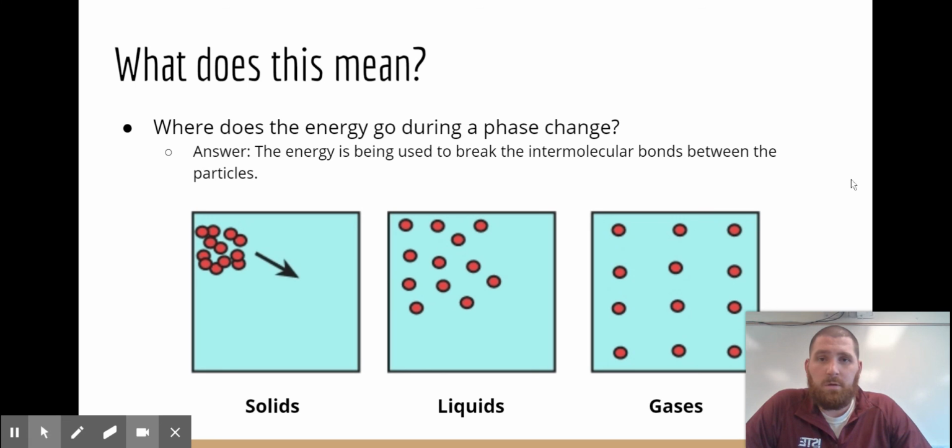Guys, at this time, once you've finished filling out your notes, I'm going to have you go ahead and open up the heating curve lab and you can begin your data collection process. Be sure to start with the video in there so that you can understand where you're going to get your data from and how to set up your graph.